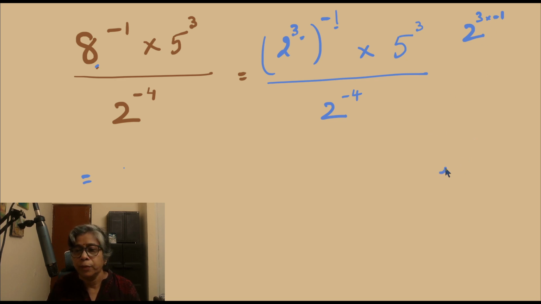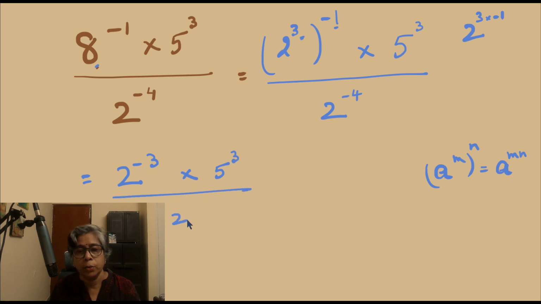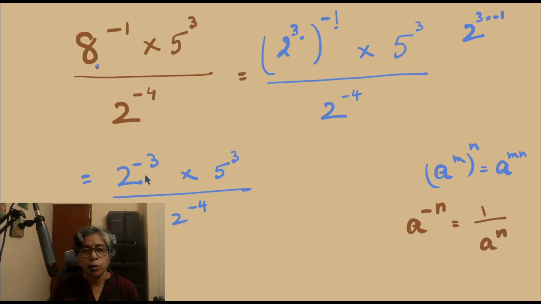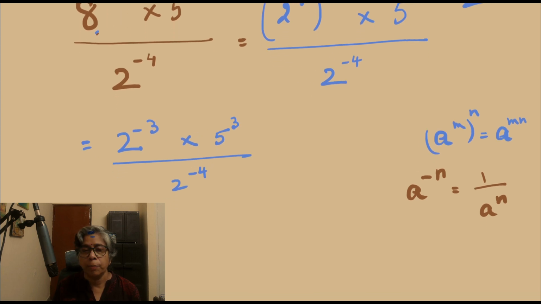Now recalling the power of a power rule, a to the power m, the whole raised to the power n, is equal to a to the power mn, right? So this is equal to 2 to the power minus 3 multiplied by 5 raised to 3 by 2 to the power minus 4. So what is this? We have two negative exponents now. We can make them into positive exponents just by using what a to the power minus n stands for. It is 1 by a raised to the power n, right?